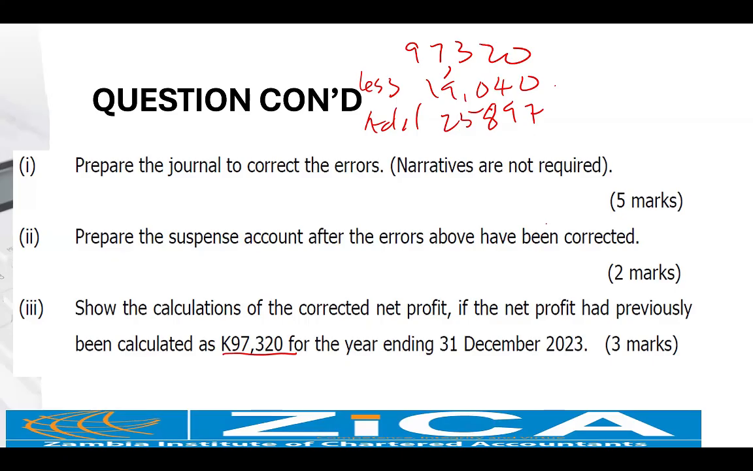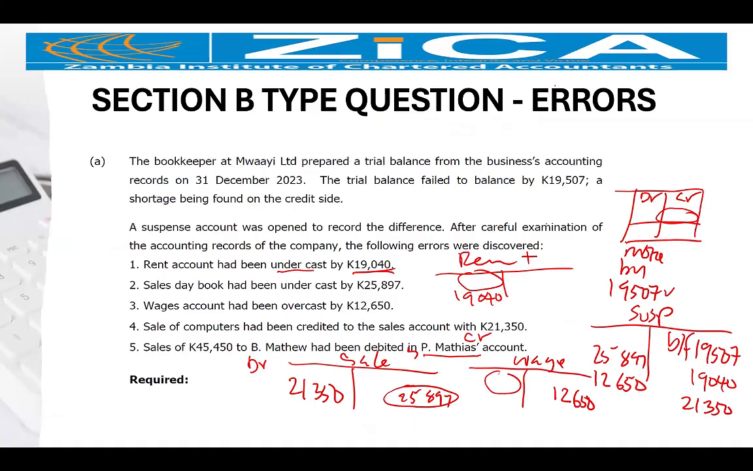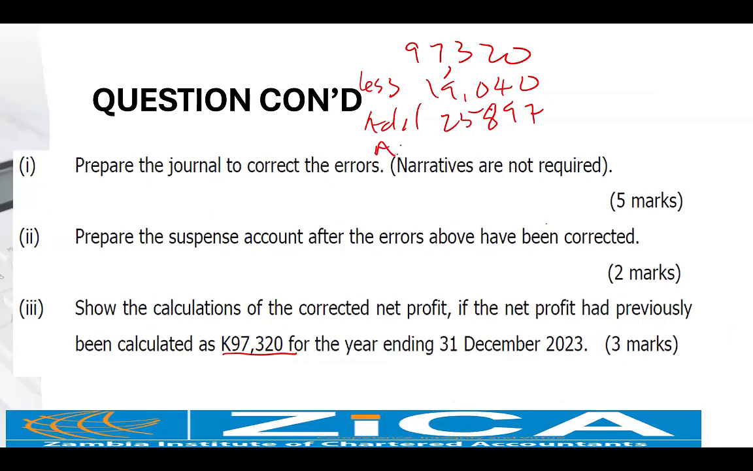Next, wages had been overcast. So if wages are overcast, it means the calculated profit was reduced. We need to add the 12,650. And so this one we are adding 12,650.